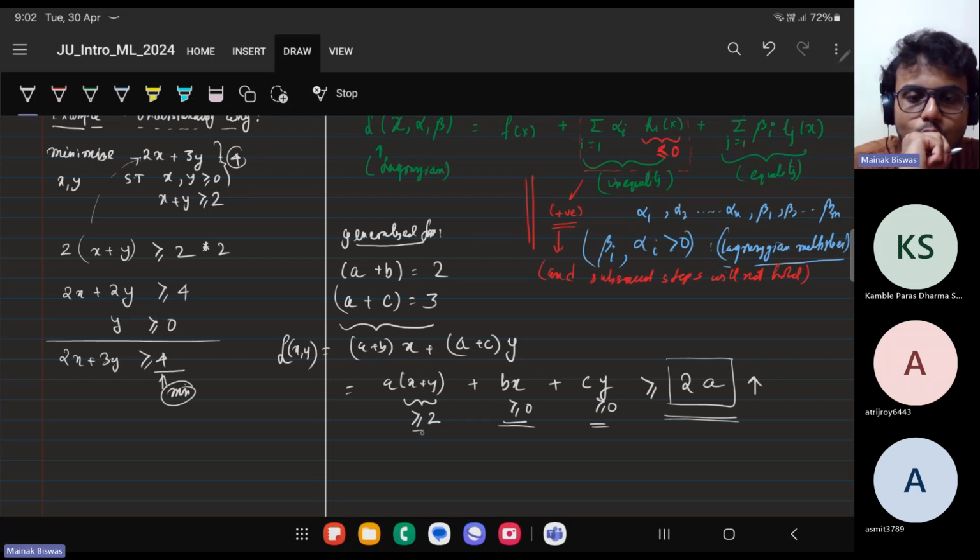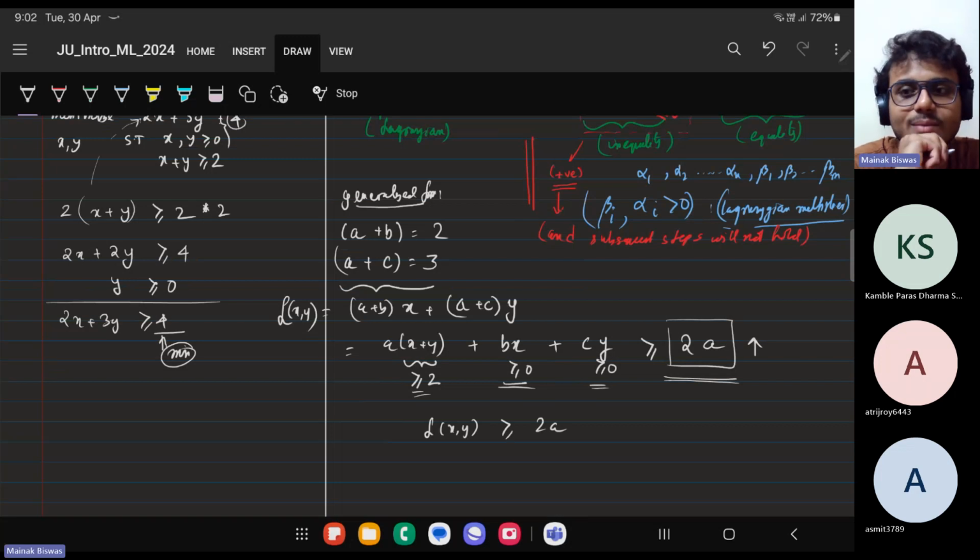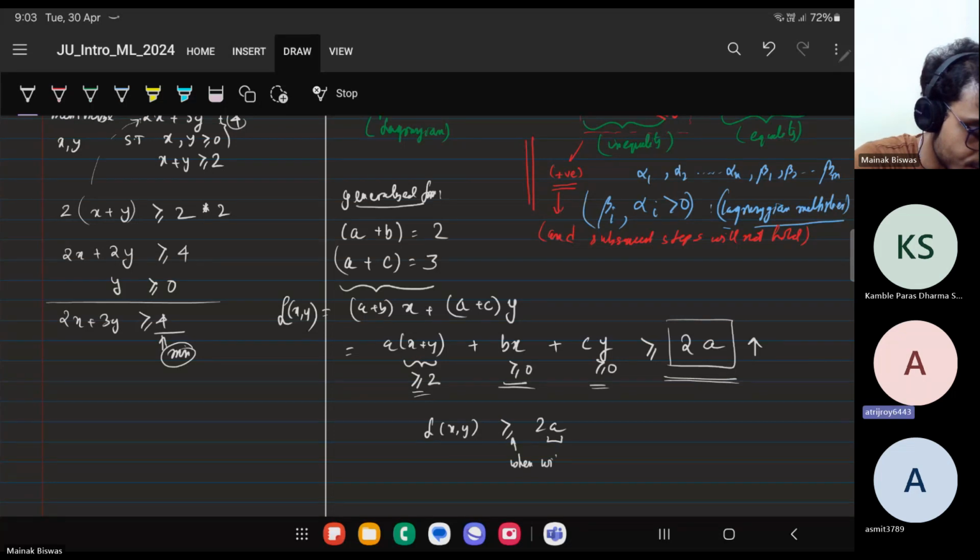x plus y is greater than or equal to 2, x is greater than 0, and y is greater than 0. I have put down these constraints and I have seen that L of x, y is greater than or equal to 2a. So how can I get the minimum value of this? I have to get the value of a, so that the right hand side is maximized. When will this equality hold? When L is minimum. Exactly, but I don't know L, I know only a.